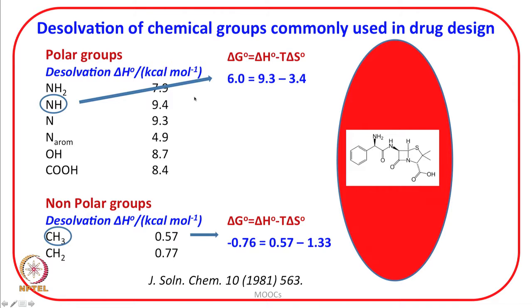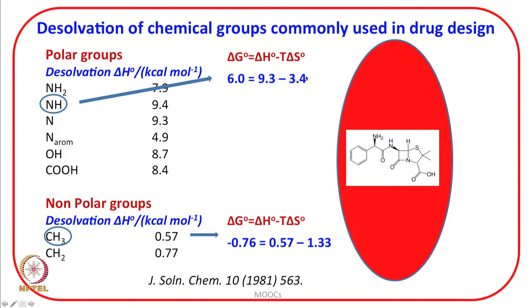And in the previous table for NH, we noted that delta G naught was 6. Of course, it is positive, but you see the delta H naught is 9.3 and delta S naught is 3.4. The desolvation of the NH group is largely endothermic over here, and you see this positive contribution is even more than the positive value of delta G naught.